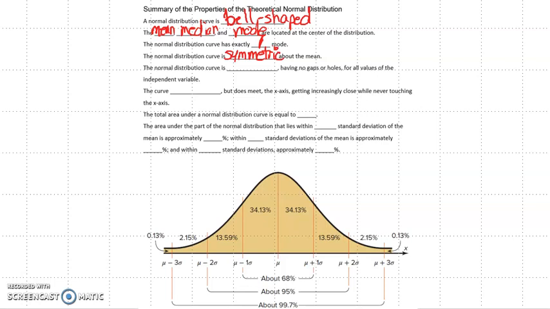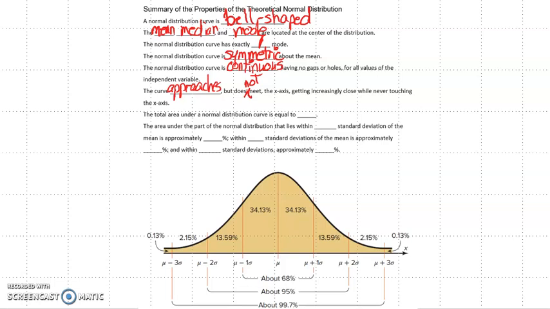The normal distribution curve is continuous. When you draw it, you just put your pencil down and draw the sketch, and you don't have any gaps or holes or stops. This is a nice smooth curve. The curve approaches, but does not meet the x-axis. So it gets closer and closer and closer to the x-axis, but it never touches it.